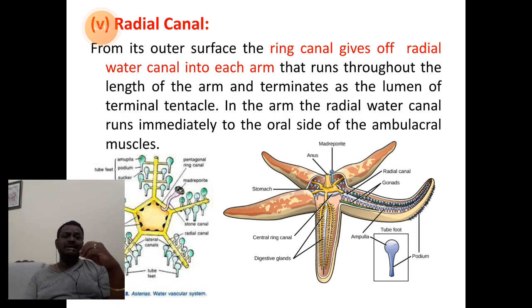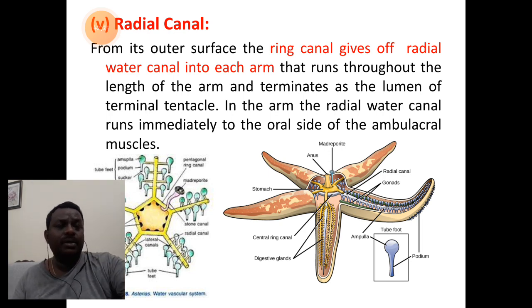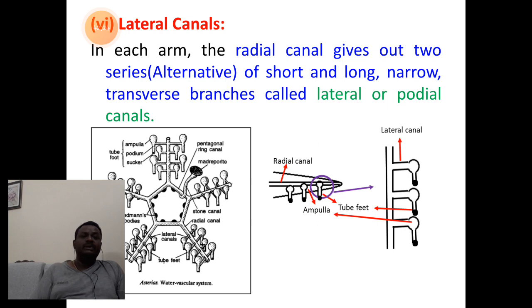When we look at the radial canal, it shows lateral branches of two rows. So alternative branches of long and short narrow tubules. Each radial canal will show a bifurcation of short lateral canals, then alternatively the next canals will be longer.